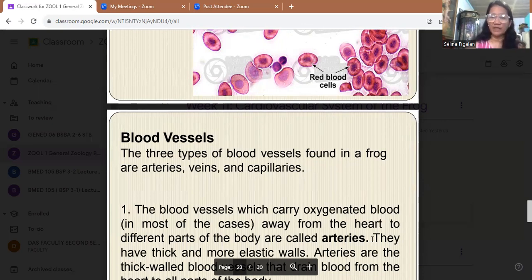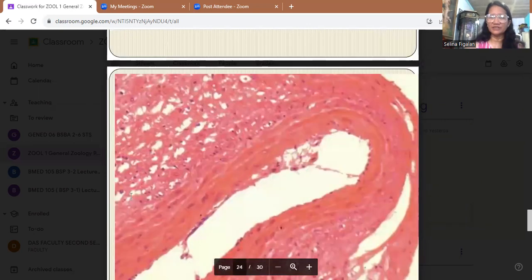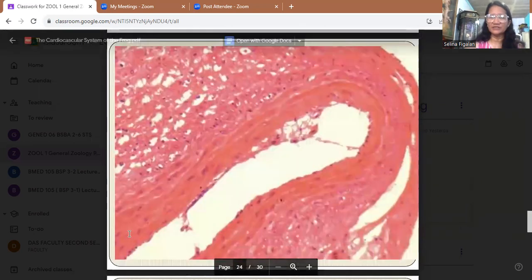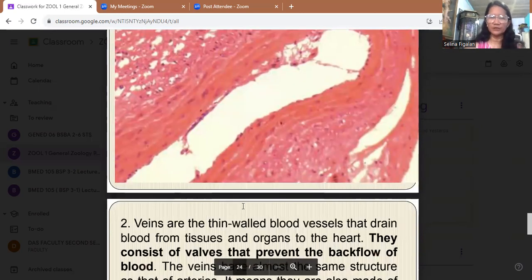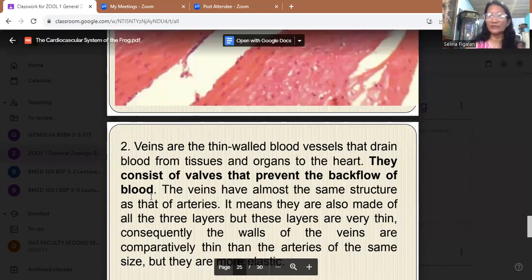Si arteries, siya yung nagkikarry ng oxygenated blood. Okay? Arteries are the thick-walled blood vessels that drain blood from the heart to all parts of the body. So this one is the arteries. Okay? The arteries. Okay? They carry the oxygenated blood. And when you say veins, they consist of valves that prevent the backflow of the blood. Hindi ko rin isinama si valves pa, ha?